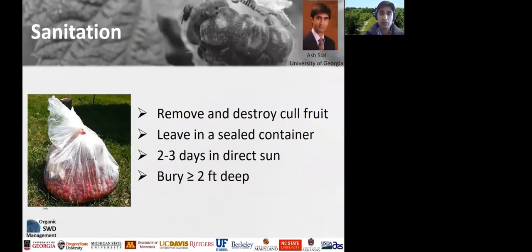Several studies show that if we can remove and destroy those cull fruit, there are different ways to do that. For example, you can put them in sealed plastic bags and leave them in the sun for 2 to 3 days. That will take care of that. Or you can bury them at least 2 feet deep into the soil. That will also take care of that and will prevent further fly emergence from those fruit. This is extremely important. This will reduce attraction of the flies toward the field and overall lower infestation rates in those fields.